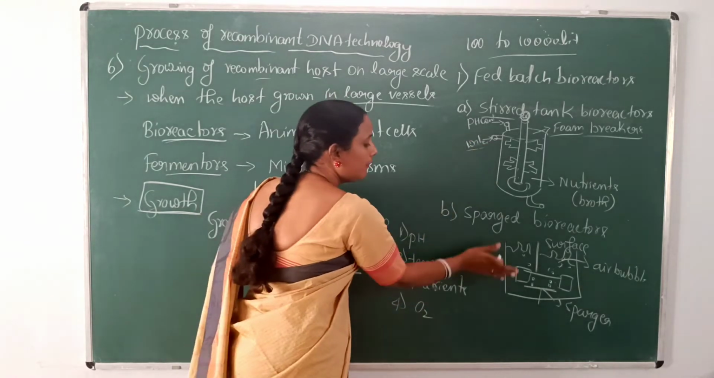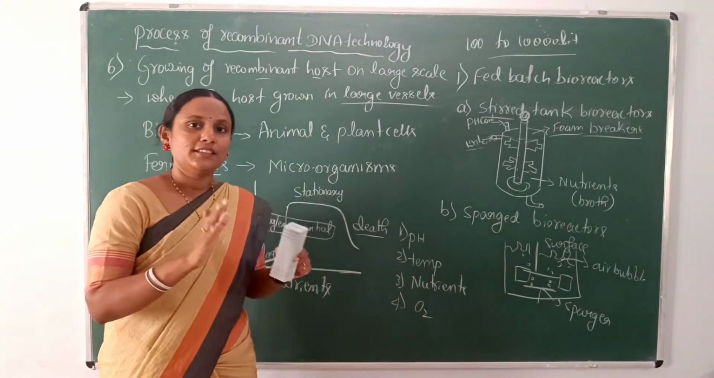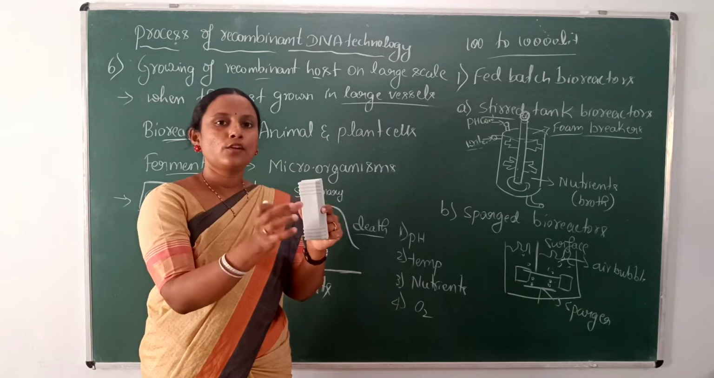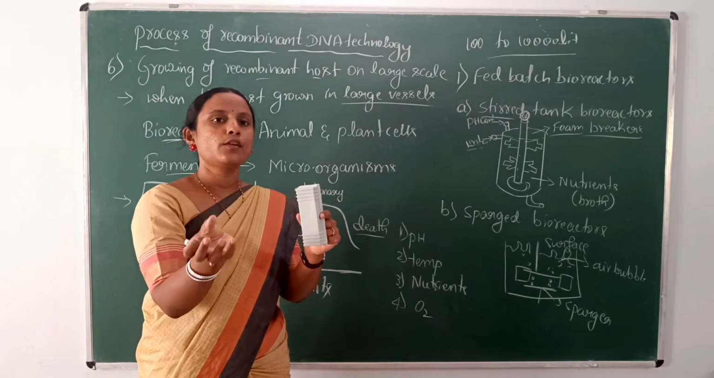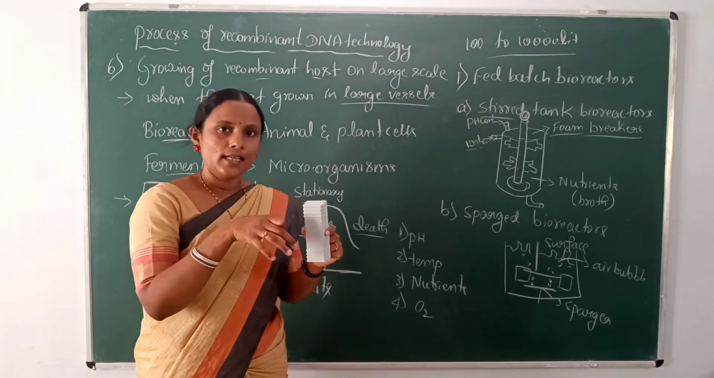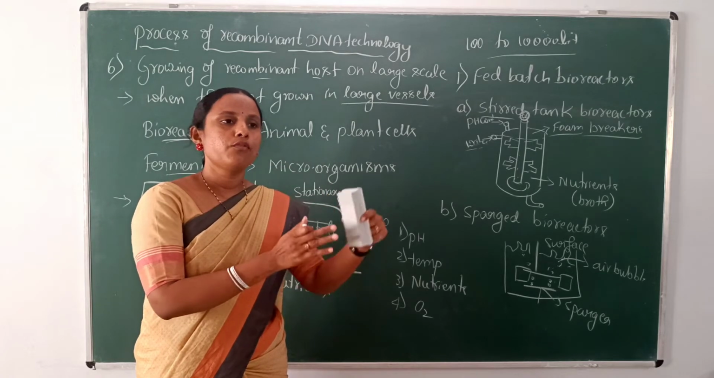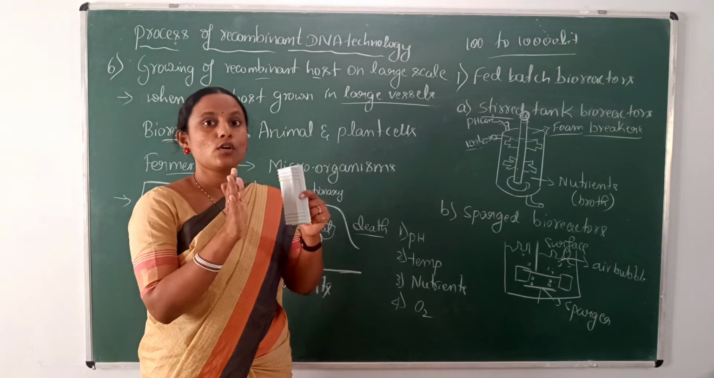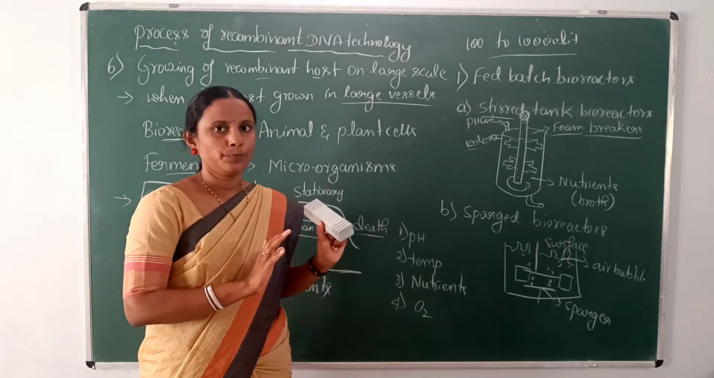So that is, they will be grown in a batch, in one defined batch. For example, 100 liters of nutrient is added, 1 liter of growth organism will be added, and it will be grown for 1 day. After 1 day it will be harvested. So that is called growing in a batch.